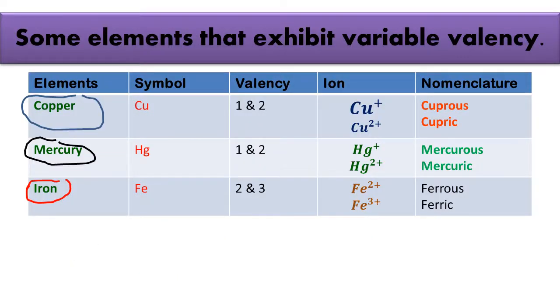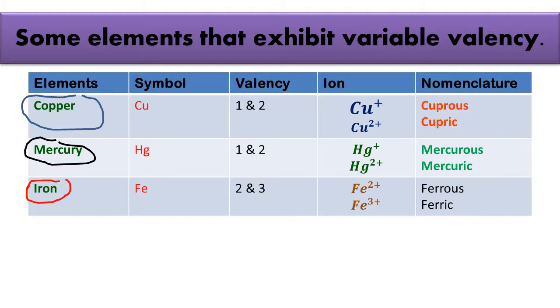Element, symbol, valency, ion, nomenclature. Okay, so here the elements are copper, mercury and iron. Three elements are there. So the symbol of copper is Cu, mercury Hg and iron is Fe. Okay, so the valencies of copper, mercury and iron are variable. That means 1 and 2 for copper, and in mercury also 1 and 2, but in iron it is 2 and 3.